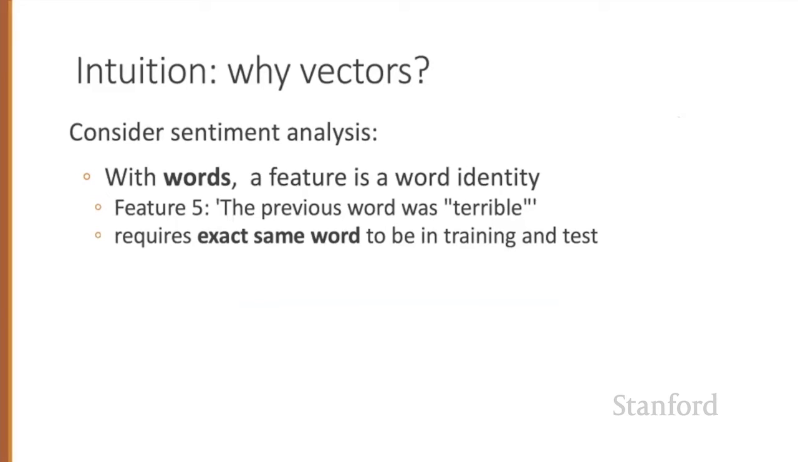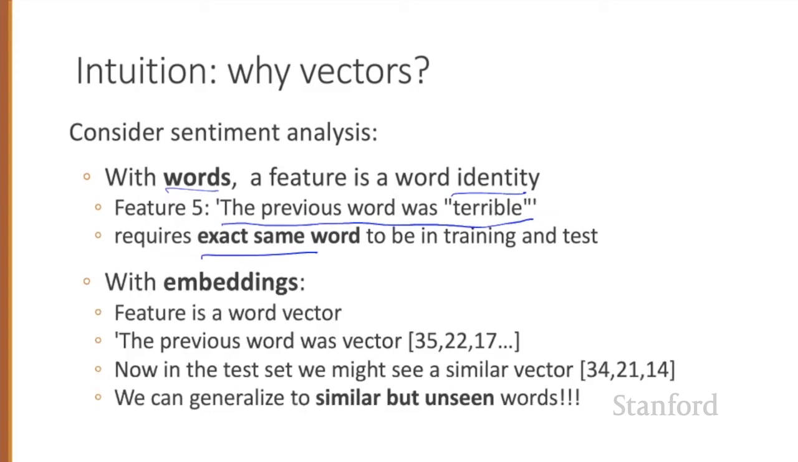Consider the task of sentiment analysis. So let's suppose we're doing sentiment classification using words. So we have a feature that's the identity of a word. So we might have a feature like the previous word was terrible. So that feature fires if we see the exact same word in the training set and the test set, and otherwise doesn't fire. With embeddings, by contrast, the feature is a vector. So we might represent the feature as the previous word was vector 35, 22, 17, and so on. So now in the test set, we might see a word like horrible. Not the same word as terrible, but perhaps it has a similar vector. And our classifiers can generalize to similar but unseen words.